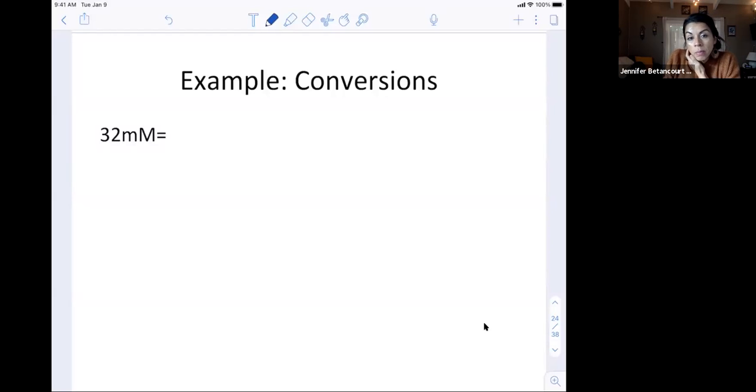Okay, 32 millimolar. I'm going to have you convert that to kilomolar. And I'm going to have you convert that to micromolar.